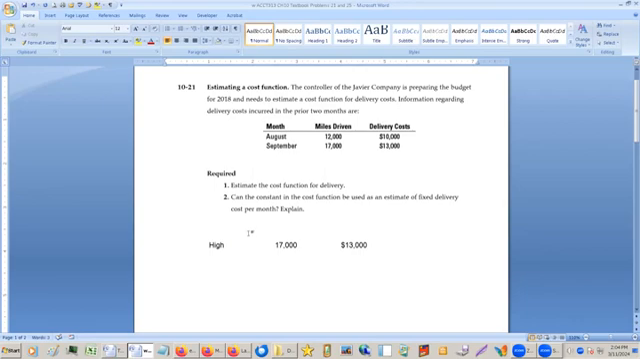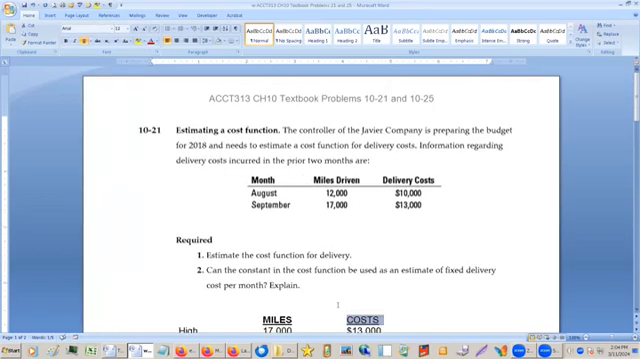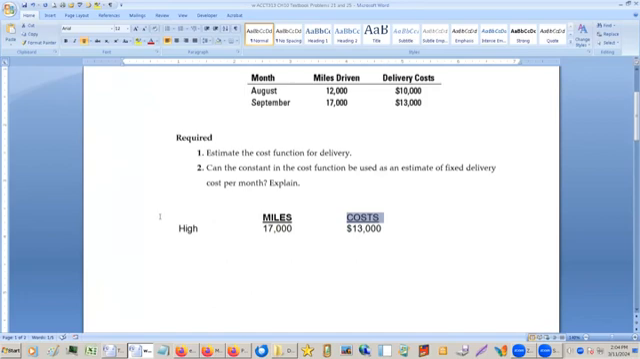Okay, so I'm going to put up here that this is going to be miles, and these would be costs. Let me make this a little bigger. There we go. All right, and we're going to have our low. And our low is 12,000 miles, and the cost is 10,000.